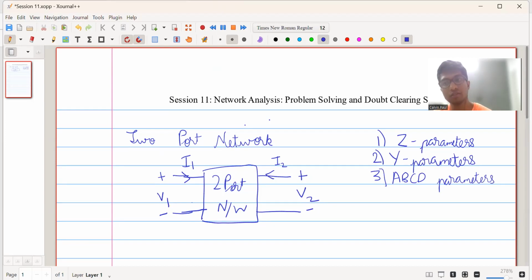ABCD parameters are very useful in power systems, where they consider the sending end of power, the receiving end of power, and the transmission line. They characterize the transmission line using ABCD parameters, through a fairly complex derivation in terms of the characteristic impedance of the transmission line and various other factors. ABCD parameters are also very useful when we are cascading networks, since representing each network using ABCD parameters helps us find the equivalent ABCD parameters of the equivalent network. We will do that in this session also.